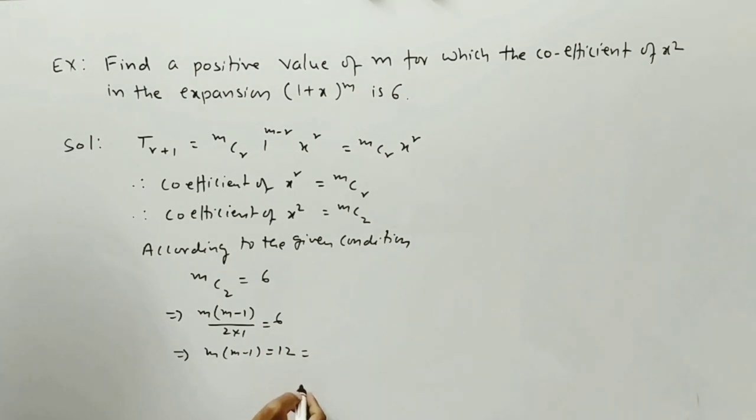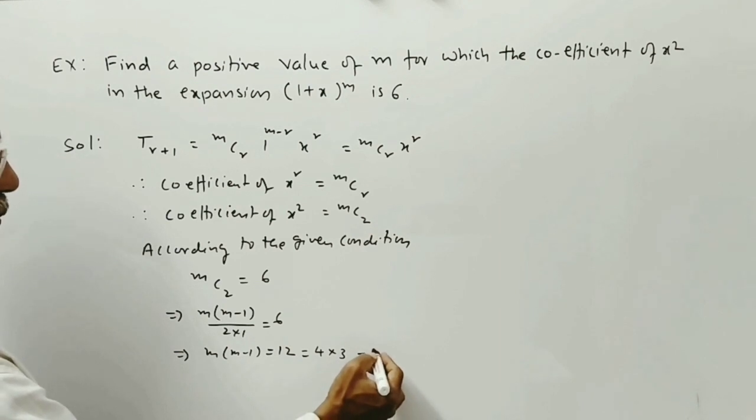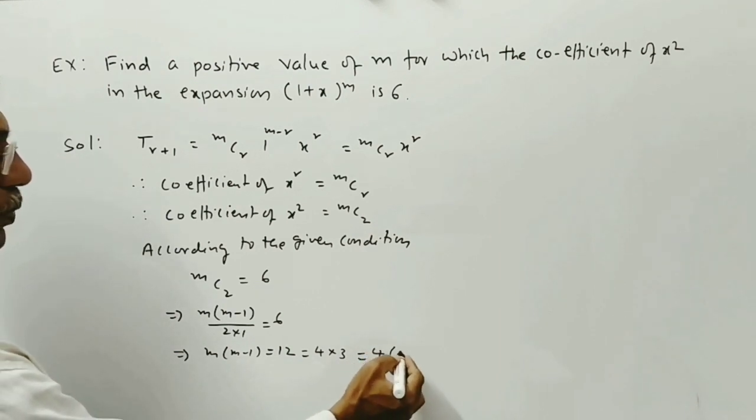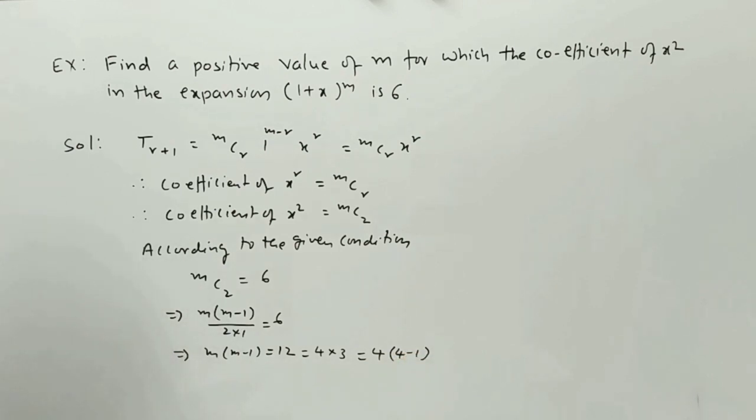12 can be written as 4 into 3. This is equal to 4 into (4 minus 1). This implies m is equal to 4.